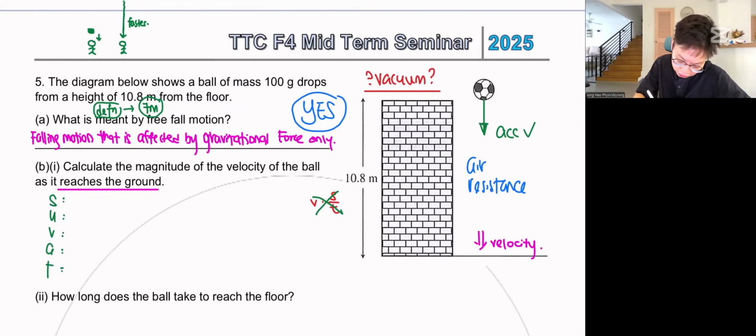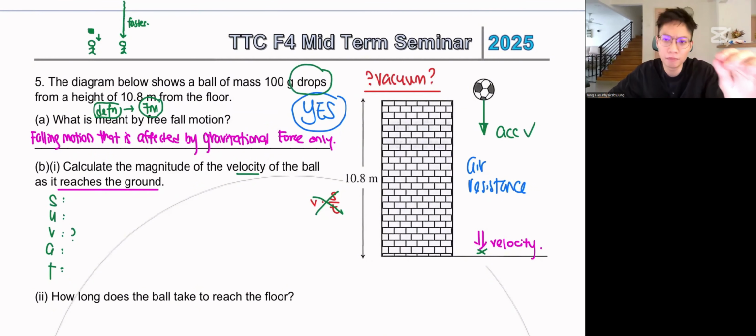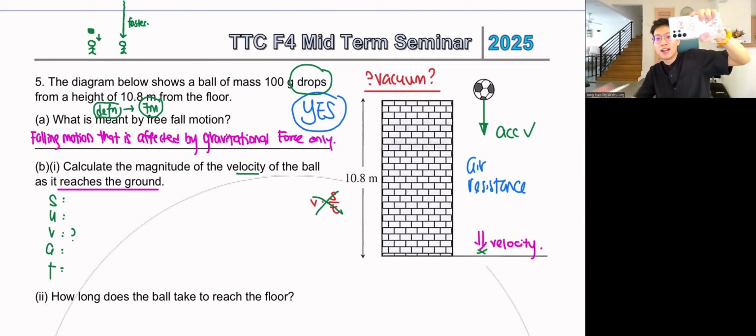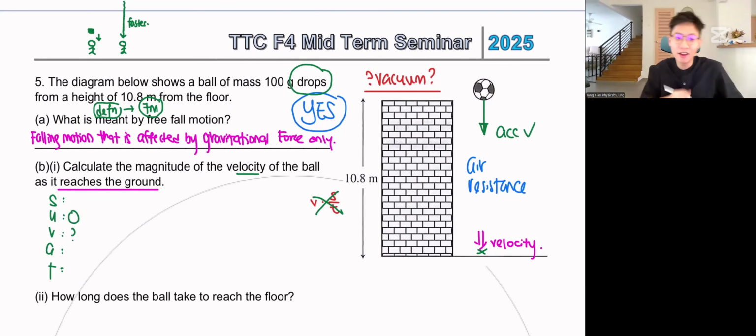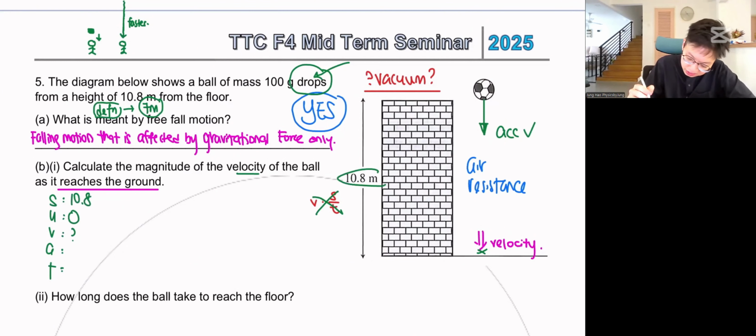Okay, now if we use this SUVAT formula, we will see. I want to find the velocity, the last velocity when it touches the ground. So the final velocity is V. Then what about my initial velocity? Drops, guys, drop. Imagine if I drop my phone, if I hold it like that and I drop it, the initial velocity will be zero. You have to look out for this kind of word, drop. Yes, Jian Yang, very good. Okay, across a distance of 10.8 meters.